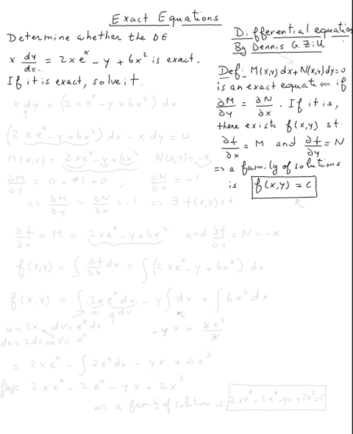Definition says M dx plus N dy equals 0 is exact if partial M with respect to y is equal to partial N with respect to x. Well, first we need to write it in this form right here. So to do that, first thing we want to do is multiply everything by dx, left side and right side.